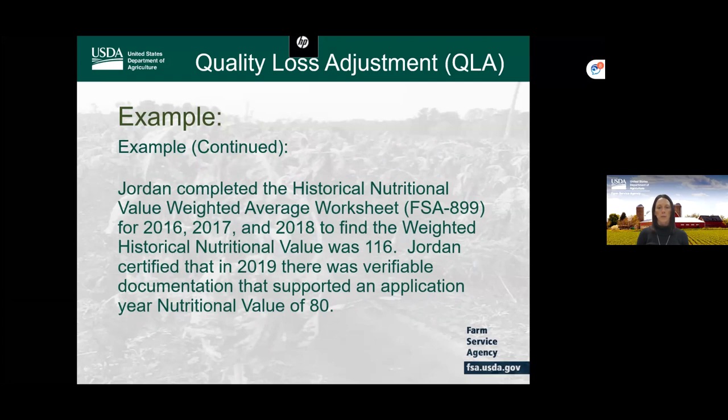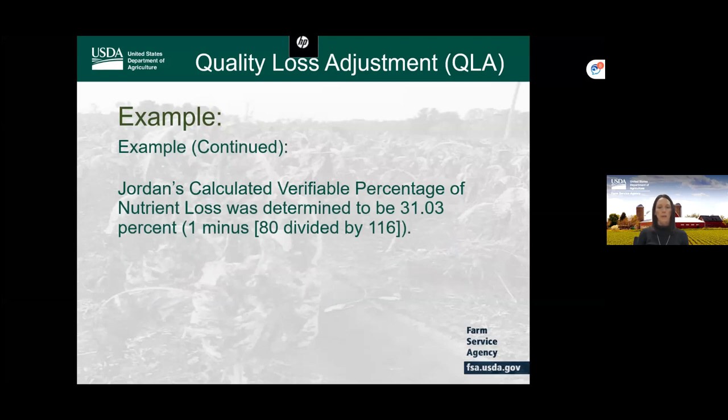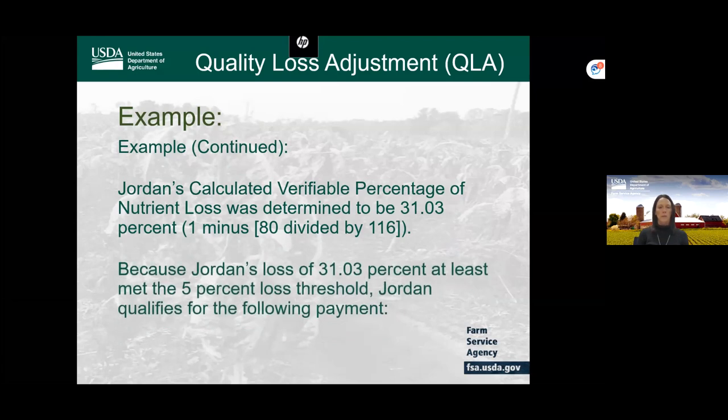Jordan completed the historical nutritional value weighted average worksheet, the FSA 898, for years 16 through 18 to find his weighted historical nutritional value of 116. And then Jordan certified that in 2019, there is verifiable documentation that supported an application year nutritional value of 80. So Jordan's calculated verifiable percentage nutritional loss was determined to be 31.03%. So 1 minus 80 divided by the 116. So the 116 was our historical average, 80 was the current. Because Jordan's loss was 31%, that was above the 5% threshold. Therefore, he qualifies for payment.